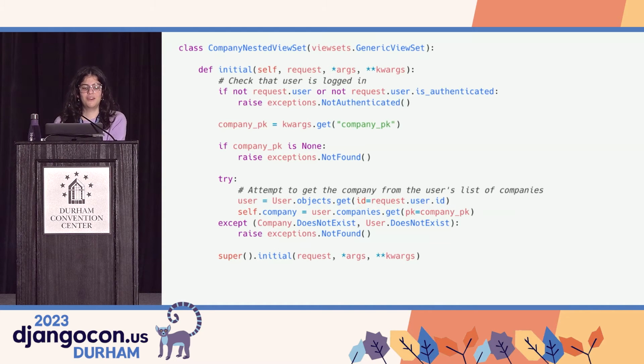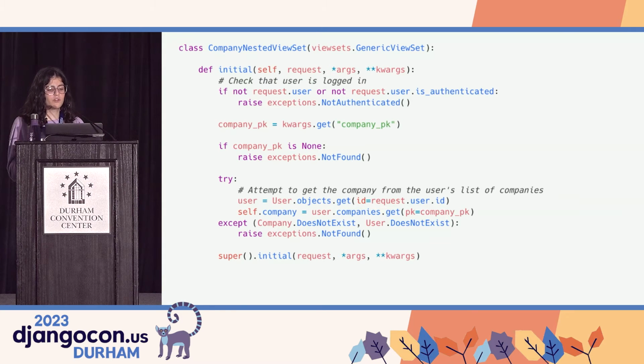So first, we just check that the user is logged in, because we need a user for the check. If not, we can return a not authenticated exception. We get the company primary key from the URL. And then if the company primary key is not there, we can raise a not found exception. And then first we get the user from the request. And the interesting bit is this line of code where we look up the company with the primary key, but instead of looking the company up in the company's query set, like we might do in other scenarios, we look that company up in the user's set of companies.